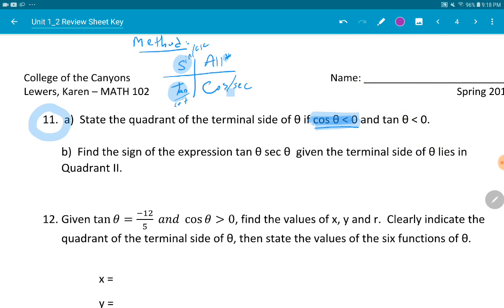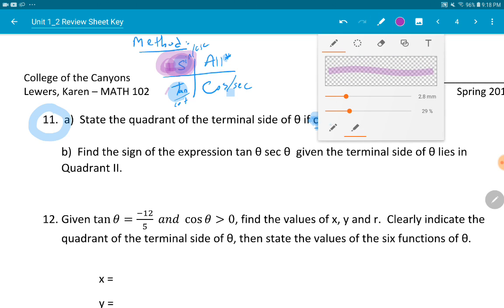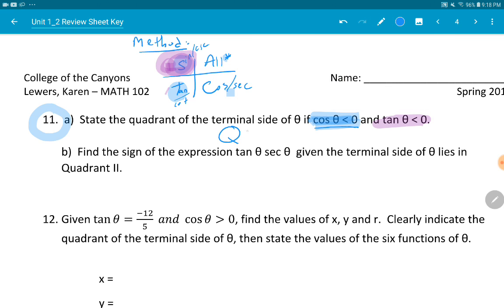Now we go to our other clue and we see tangent is also negative. Looking just at those two quadrants, which one of those has a negative tan? This one has a positive tan, so it's not that one, so it's the other one. So this one has a negative tan and a negative cosine. The only thing that's positive there is sine and cosecant. So that is our winner, so we have quadrant 2. So for part A, we have quadrant 2.